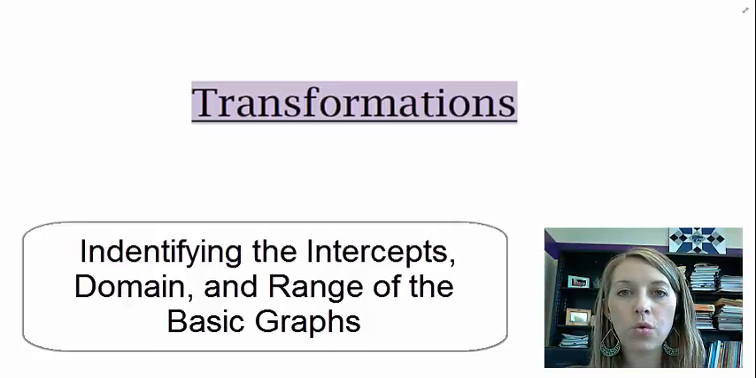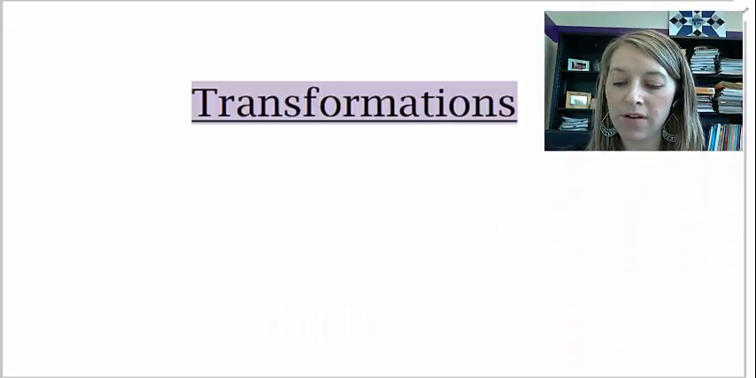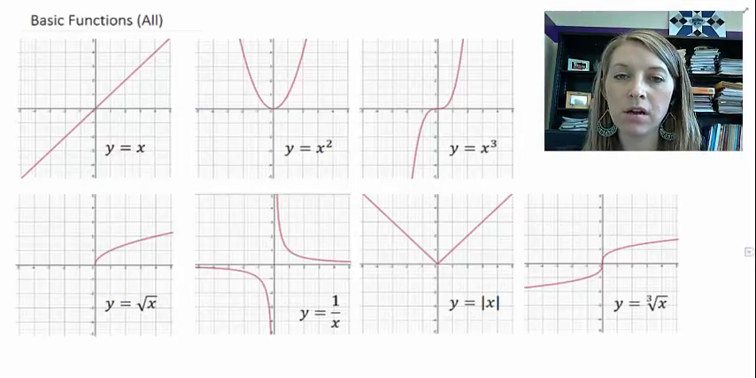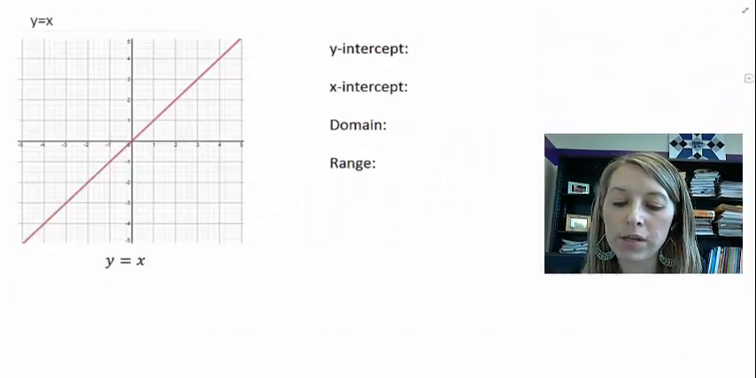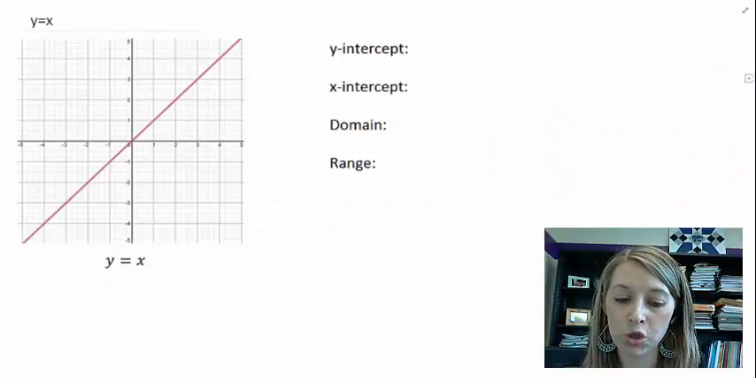So in the last video, we focused on identifying the 7 shapes of our basic functions, which are these here. But now we want to get really familiar with them so we can start transforming them. So the better we know these, the better our transformations are going to be. So we're going to look at each of these individually, and we want to identify the y-intercept, x-intercept, domain, and range of all of these at once.